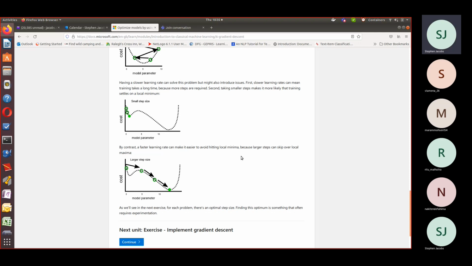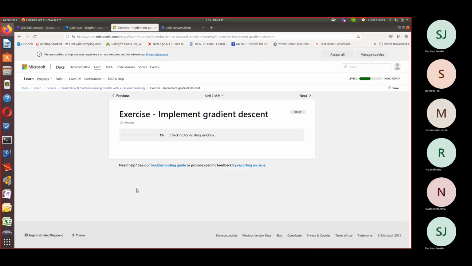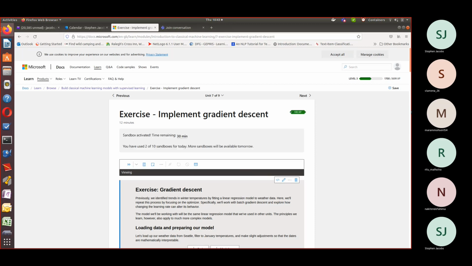So now we're actually going to look at implementing gradient descent. Let's hit continue at this point. So I've still got 30 minutes left, but I've only used 2 sandboxes. So here we go, gradient descent.